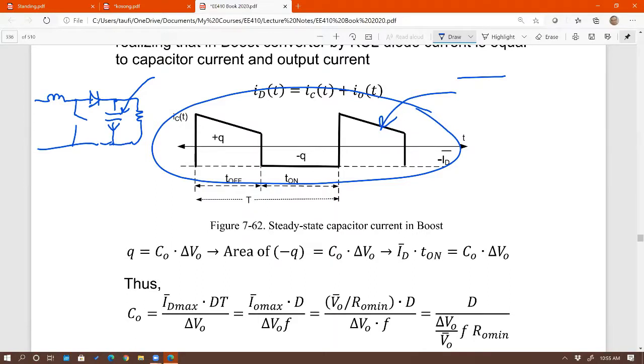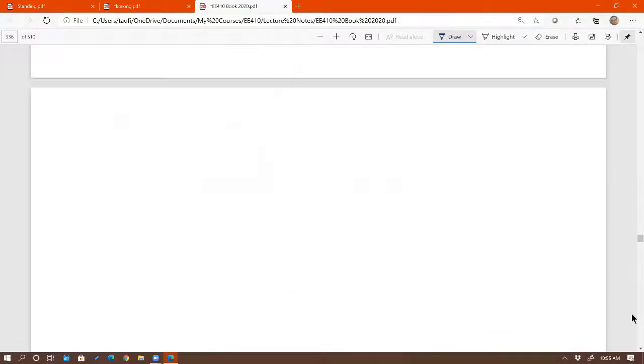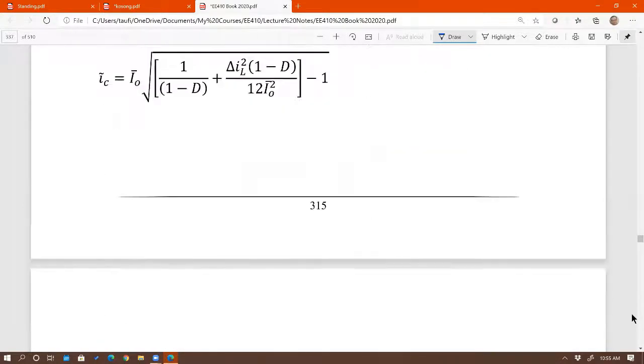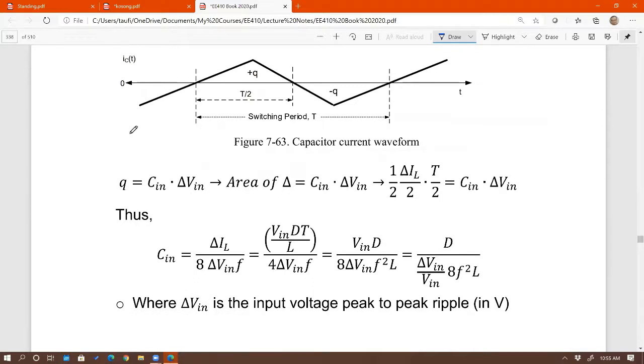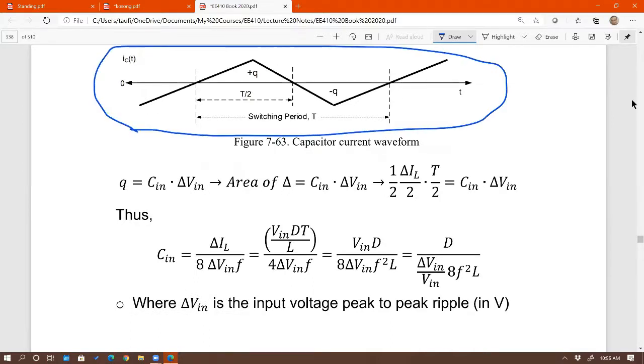What about the input capacitor? Where is it derived from? Anybody? The inductor current? The inductor current. So therefore, when you draw the shape of the current through the input capacitor, it should look like the inductor current waveform, which is a triangular waveform, right? So I hope this is not scrolling by itself anymore. Input capacitor, look at that. See that? That's the input capacitor current waveform derived from the inductor current. And then from there, you apply the same thing. Q equals C delta V. And from there, you get the input capacitance, the critical capacitance right there.